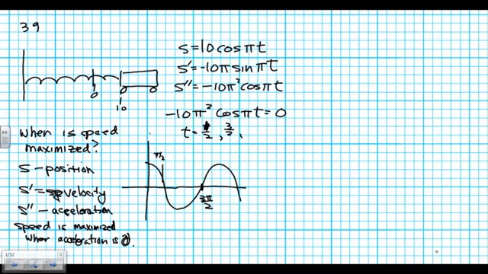And how many times? For 4 seconds. And then the next time we're at 0 is at 5 pi over 2. The 5 over 2 is bigger than 4 seconds. So here are the 2 times when it reaches its maximum speed.